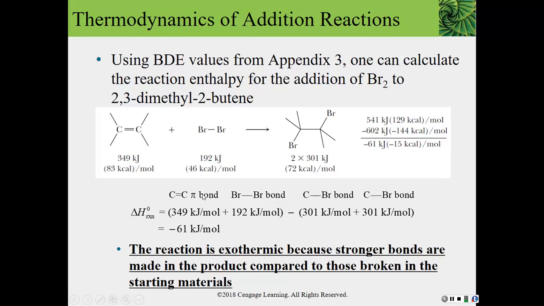Here, I just want to show you that you can calculate it, just like every other delta H for every other reaction. But this right here, you need to understand this point. This is exothermic because stronger bonds are made in the product compared to the reactants. It is also lower energy for the products compared to the reactants. So your rule of thumb is when it's exothermic, your products have stronger bonds and less overall energy than the reactants.